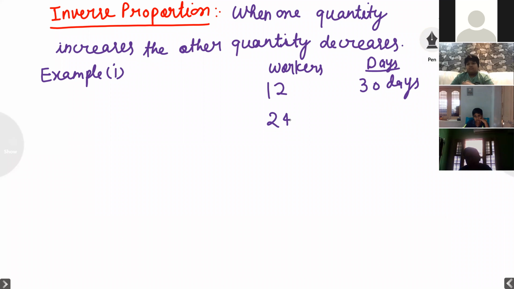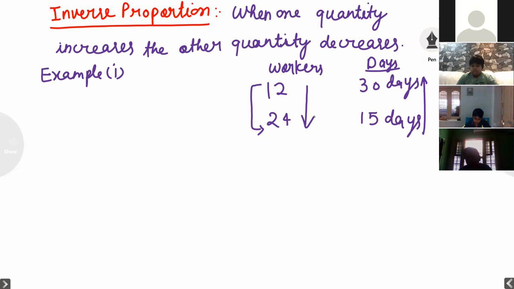The workers were 12, taking 30 days to complete the building. If I increase the workers to double, 24, then it will take less time, fewer days, 15 days. Understood? Here the workers are increasing, but the days are decreasing. That is called inverse variation, inverse proportion. Don't write, listen carefully. Here one quantity is increasing, the other is decreasing. This is called inverse variation.